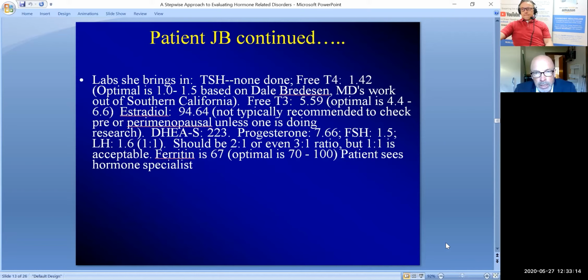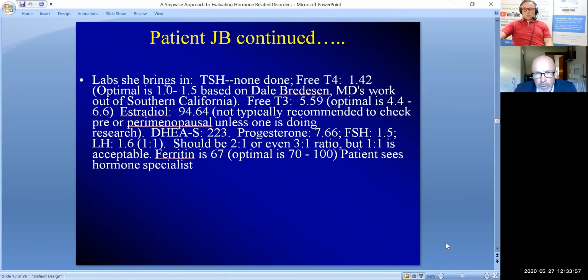Her free T3 is 5.59, which again, most folks might freak out about, but a lot of the work that I've looked at says that optimal range is 4.4 plus, or 4.4 to 6.6. Her estradiol, again, I don't typically check this for pre-perimenopausal females unless we're doing research. We want to just track it, but it's not something that I typically do. I will for my menopausal females. Her adrenals were good at 223. Her progesterone was actually pretty good, close to that optimal range of 10 to 21.